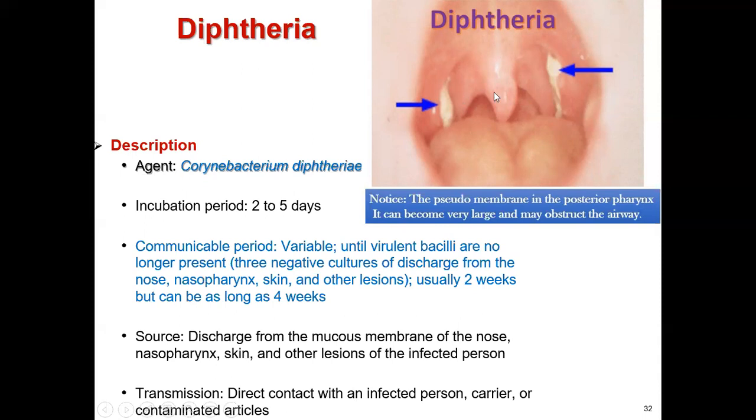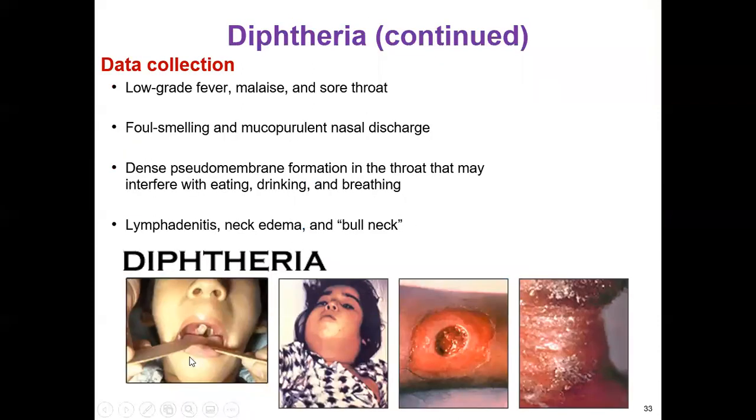In this picture, we can see the pseudomembrane in the posterior pharynx. The pharynx is continuous with the larynx and respiratory tract, and the membrane can become very large and may obstruct the airway. In case of diphtheria, in this picture we can see huge swelling in the neck area, and here is cutaneous diphtheria, which attacks the skin.